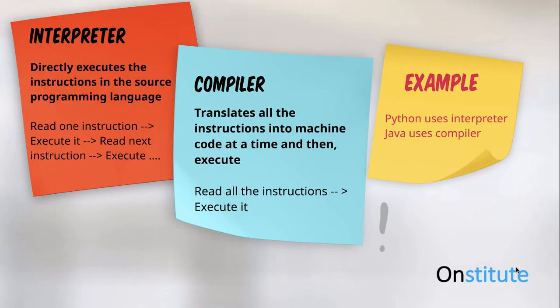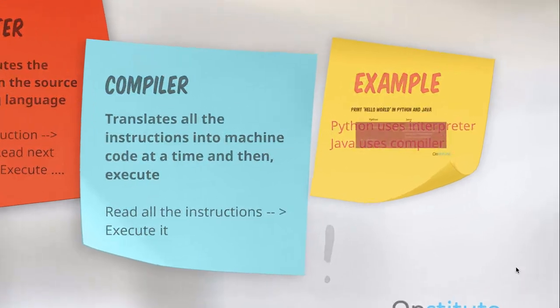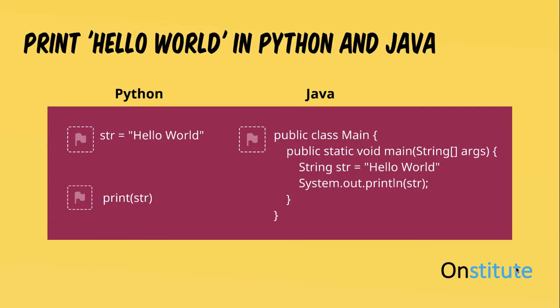The example of interpreted language is Python and a compiled language is Java. And here is a hello world example in both Python and Java. In Python, the first line is taking the hello world inside a variable called string. This line is interpreted into machine language and then it moves to the print statement.